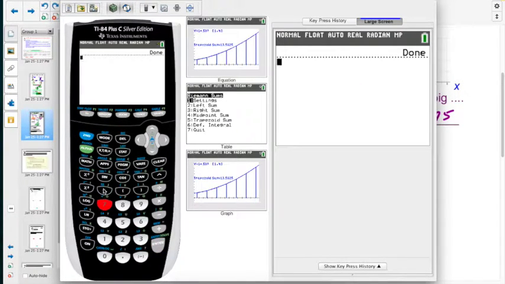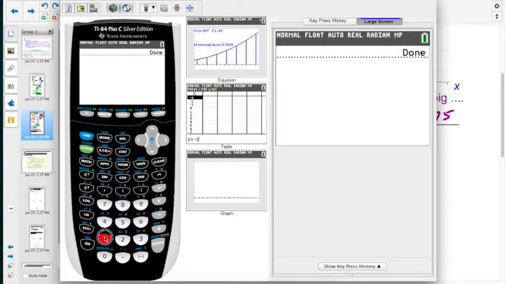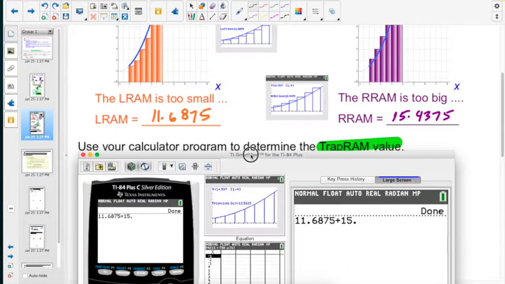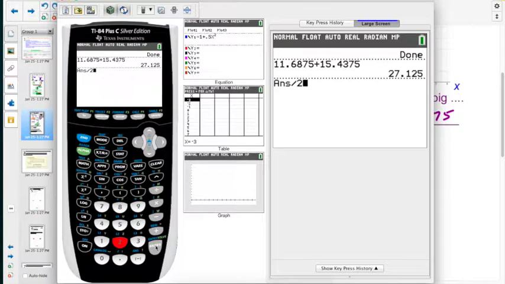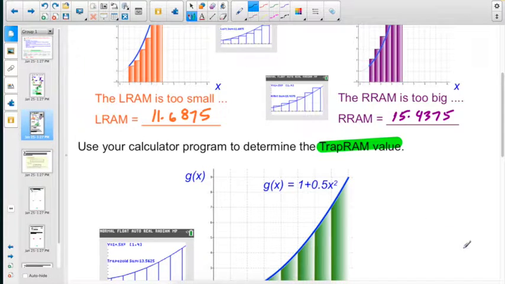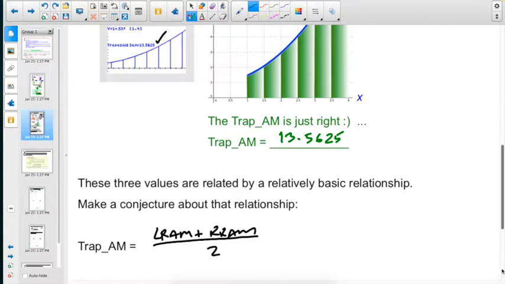So we'll get out of this. And so we had 11.6875 plus 15.4375. So we'll add those together and we'll divide by 2, and we end up with 13.5625, which ends up being exactly what that answer is.